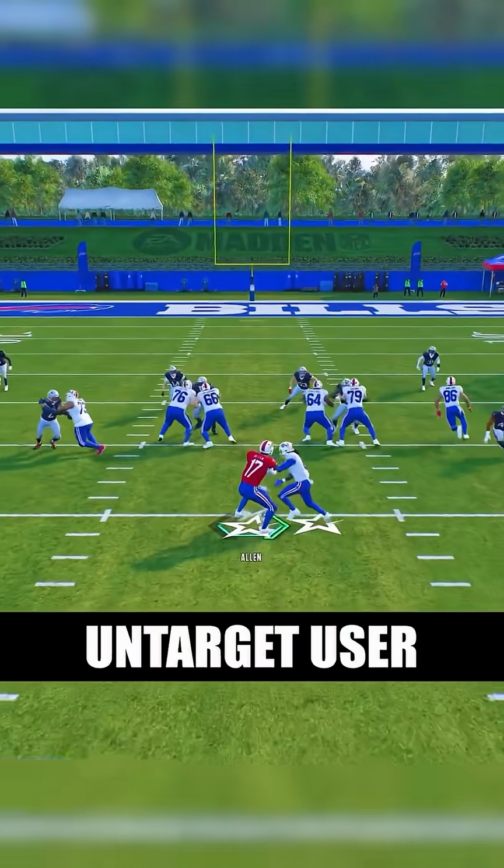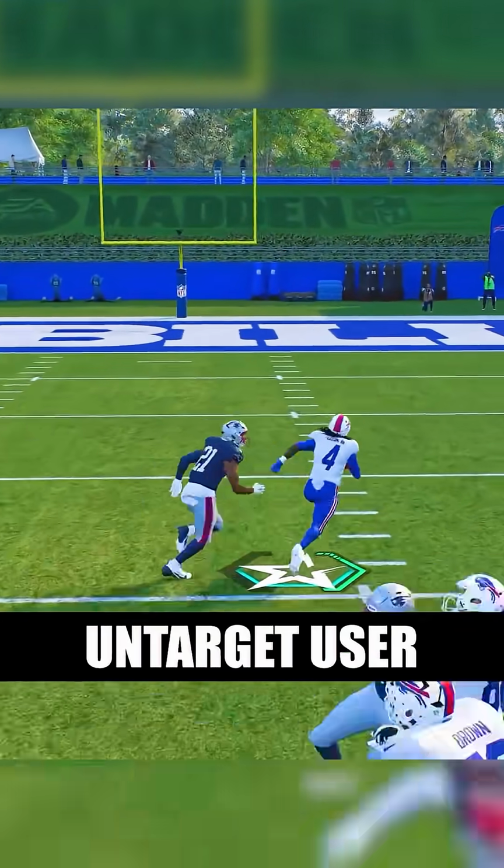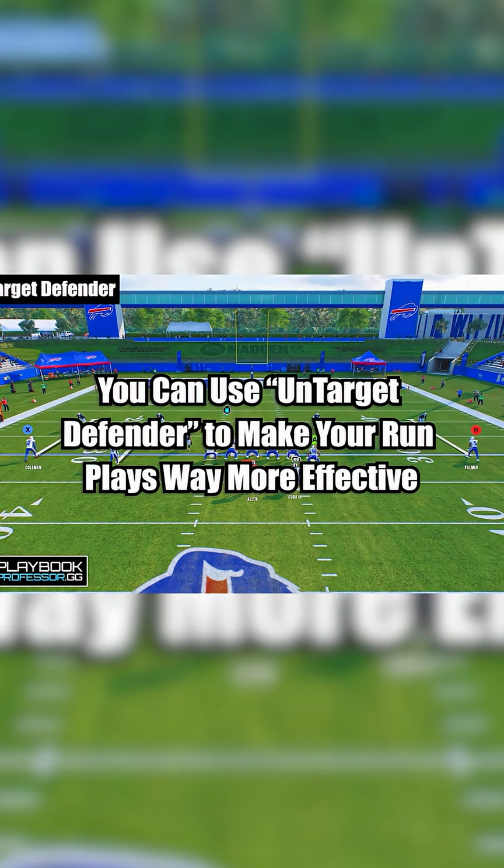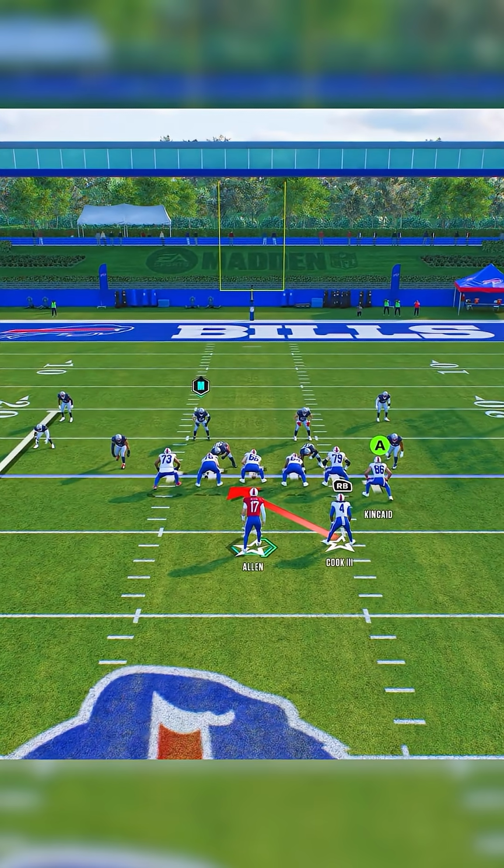This is how you can tell your O-line to ignore certain defenders on run plays. Most Madden players don't know that you can use the UnTarget defender mechanic to make your run plays way more effective. And so before we start using the UnTarget defender mechanic, let's look at our run play here without it.